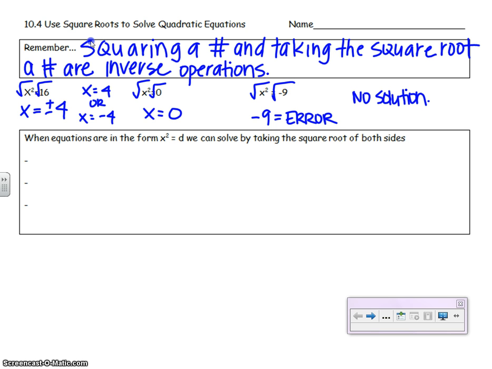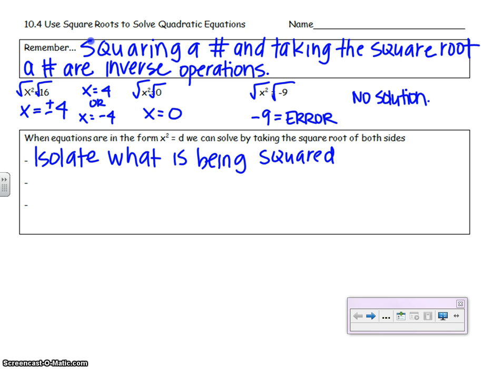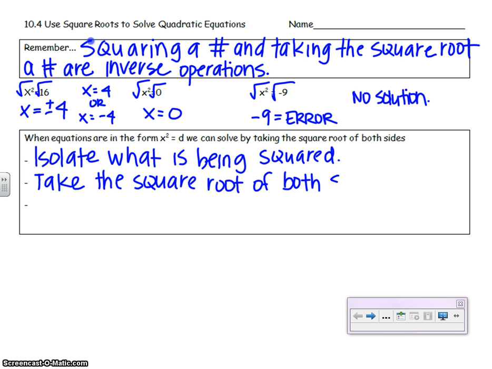So our steps are going to be, when equations are already in the form x squared is equal to d, we can solve by taking the square root of both sides. So the first thing we will do is isolate whatever is being squared. Sometimes that's a variable, sometimes that's going to be something in parentheses. Once we have taken the square root of both sides, we're going to write two equations and then solve both of them. And the two equations will be equal to the positive and the negative root.